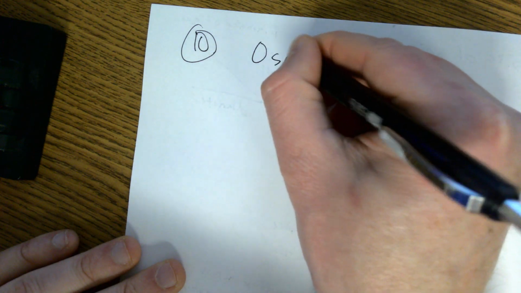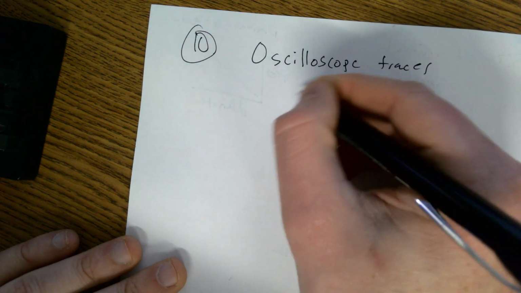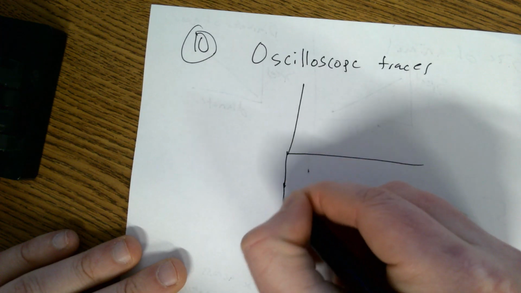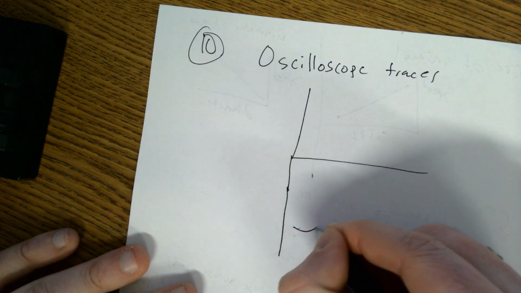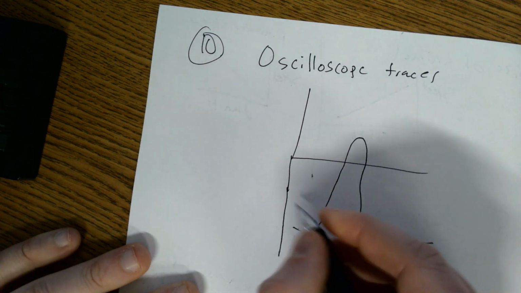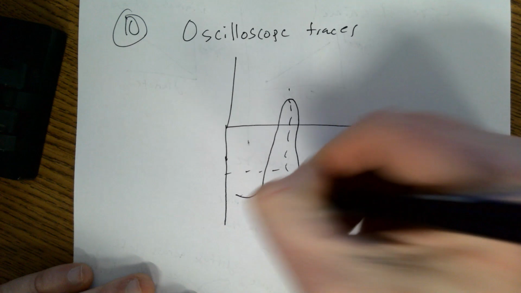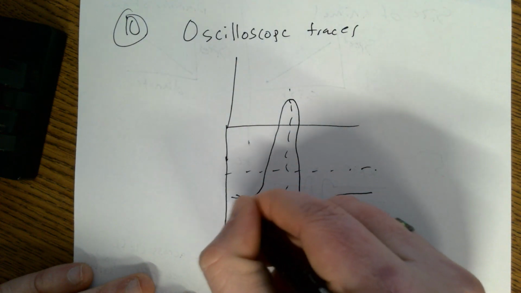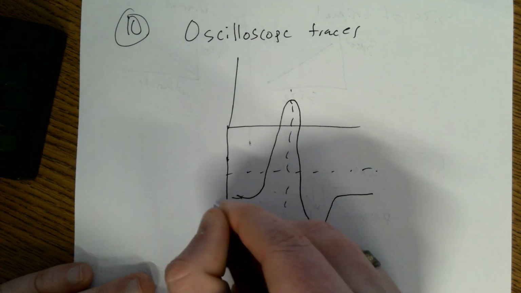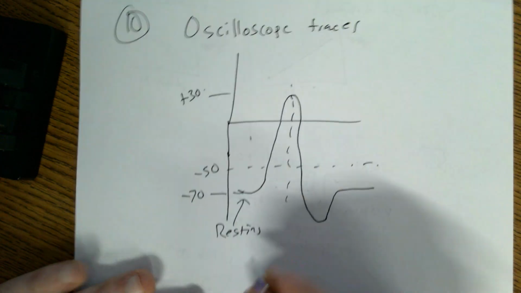Alright, number 10. I really like standard 10 because if you can do standard 10, it shows that you understand action potentials. There are these things called oscilloscopes, and oscilloscope traces are what you get when you hook it up and you measure it. It looks like this, and you should be able to label the different parts. Here, this is resting potential, which would be at -70. Here's our threshold. Here's our top.